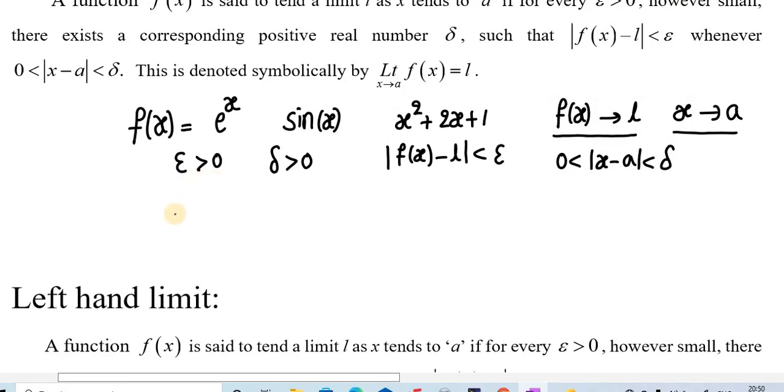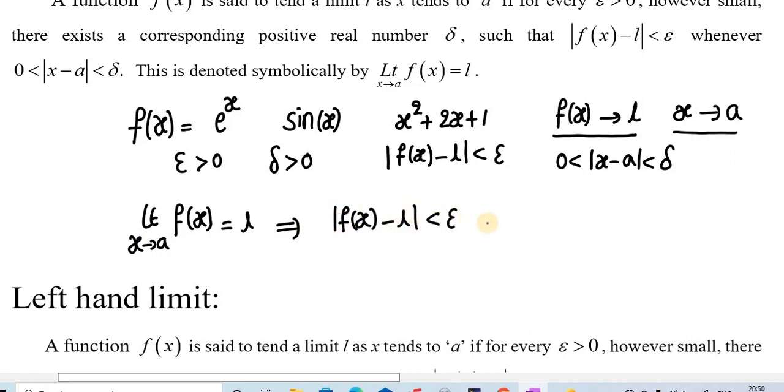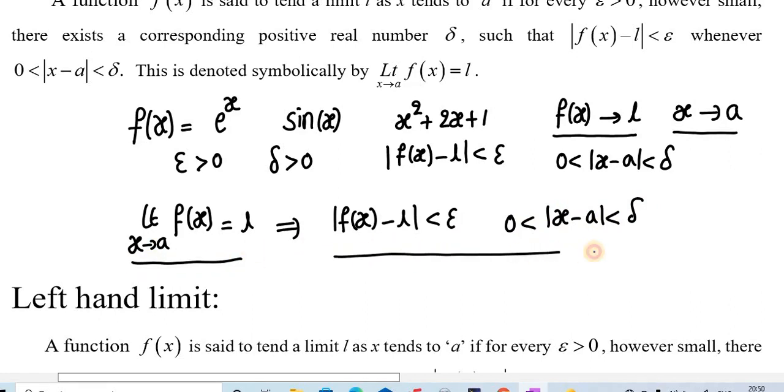So, whenever f of x tends to a limit L as x tends to a, then we can easily say that modulus of f of x minus L less than epsilon whenever 0 less than modulus of x minus a less than delta. If we have this condition, we can write this condition, and conversely. That means this is implies and double implies.